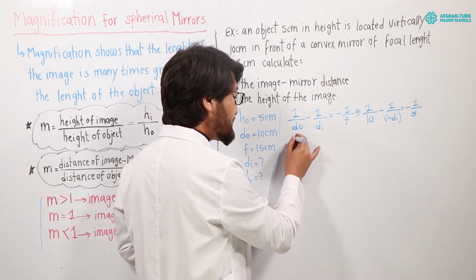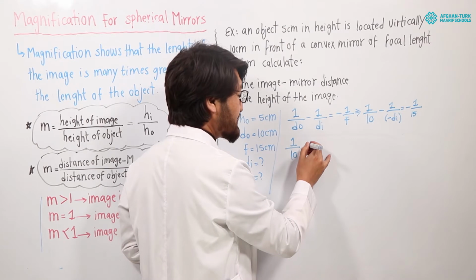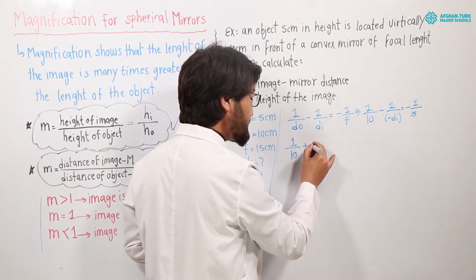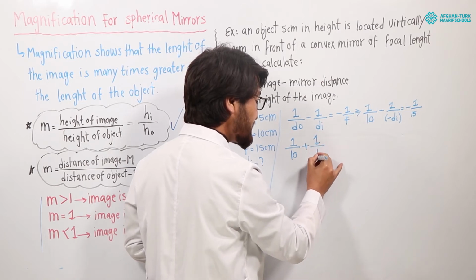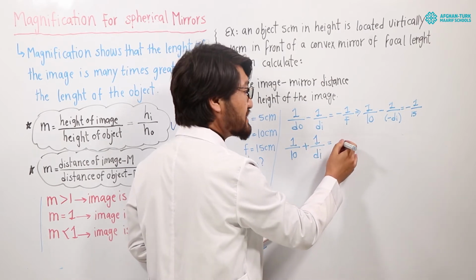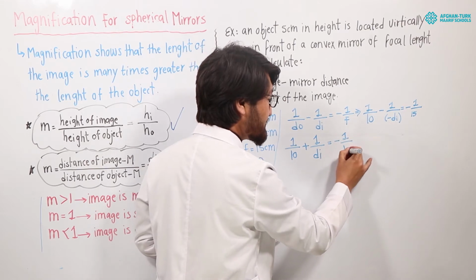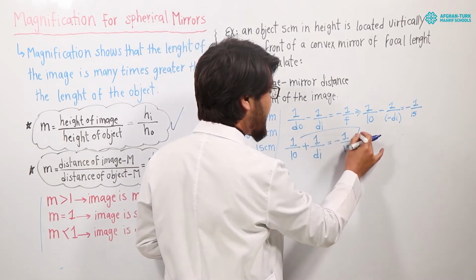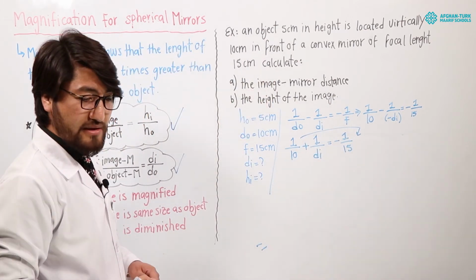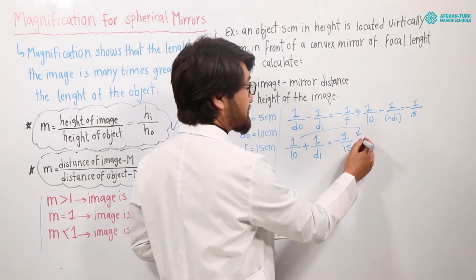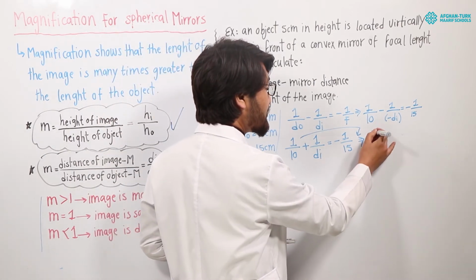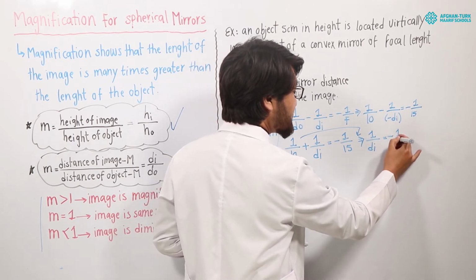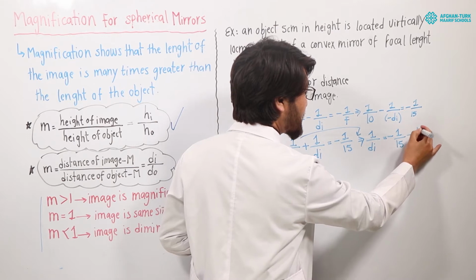Now 1 over 10 is on the left side. Minus divided by minus becomes positive. 1 over DI is equal to 1 over 15. Now I bring 1 over 10 to the other side of the equation. The sign changes, positive becomes negative. 1 over DI is equal to 1 over 15 minus 1 over 10.